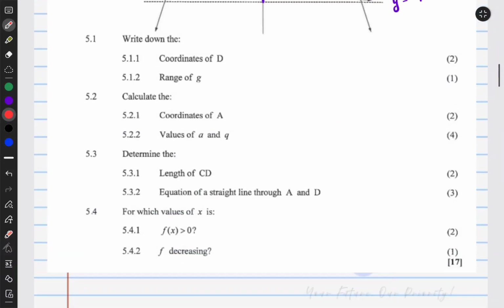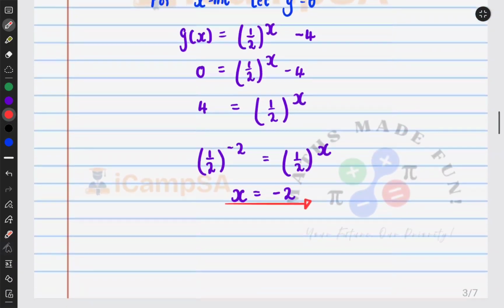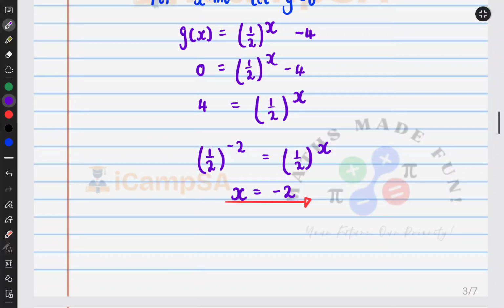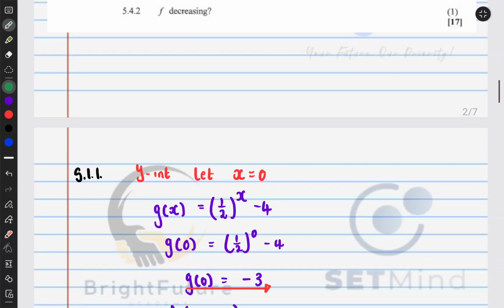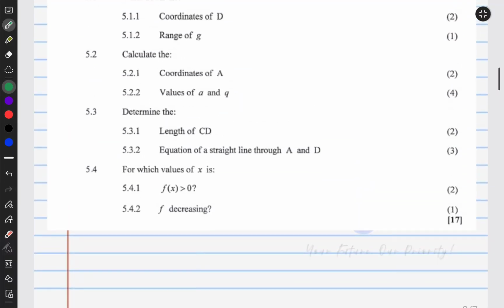What were we looking for? The coordinates of A. Therefore A has the following coordinates: (−2; 0). That is our A.